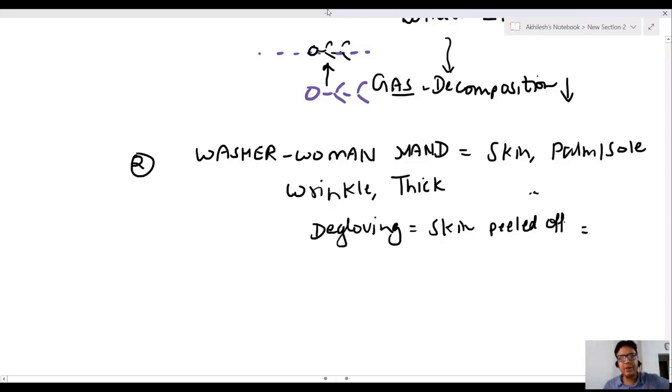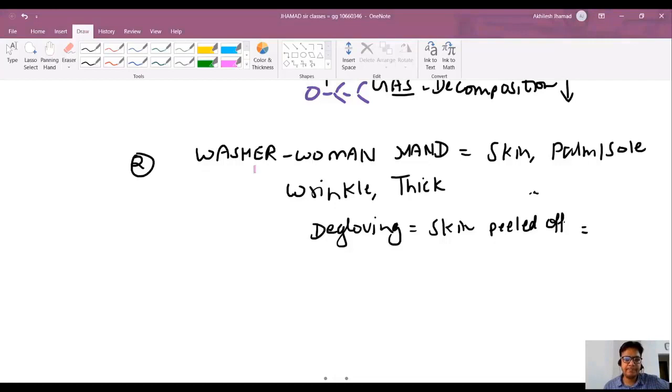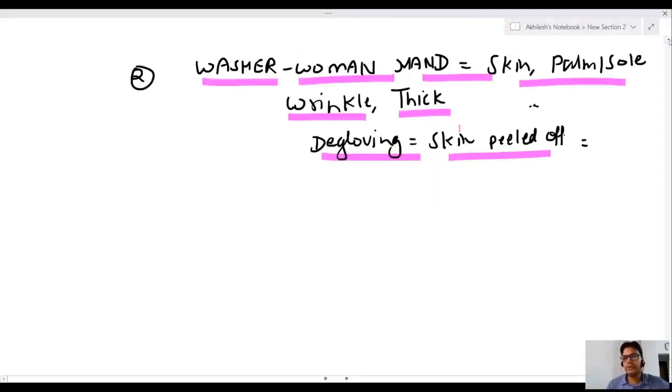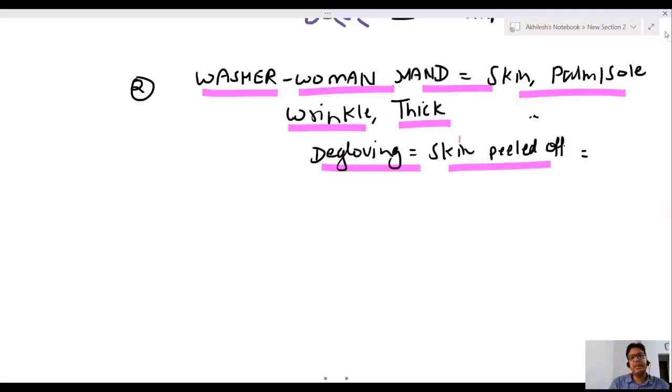These are seen in antemortem as well as postmortem drowning. These are skin changes of palm and sole. Skin becomes wrinkled, thickened, degloving of the skin. Skin is peeled off. This is known as washerwoman hand, seen in antemortem and postmortem drowning.